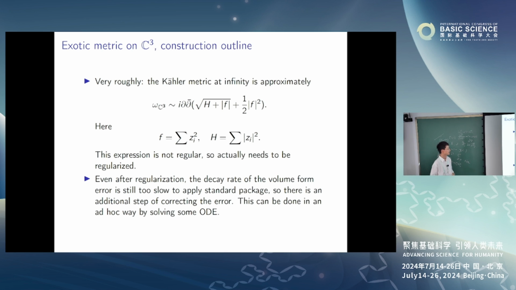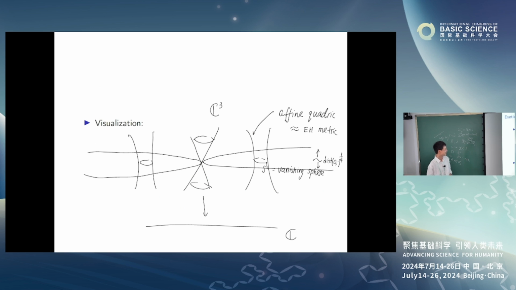Now, there are some subtleties to this, which is that this metric is not quite regular as it stands. So this expression is not even smooth when f is close to 0. So this actually needs to be regularized. And even after regularization, the decay of the volume form is in fact too slow to apply the standard package. So there's an additional step of trying to correct the error. So these are just the technical parts. Nobody really wants to dwell there.